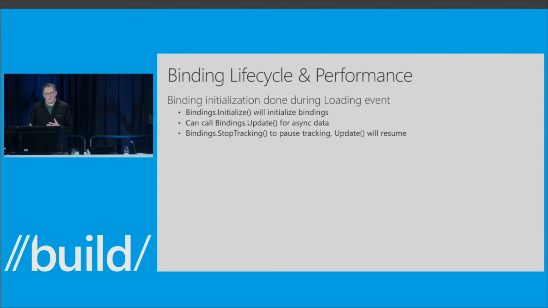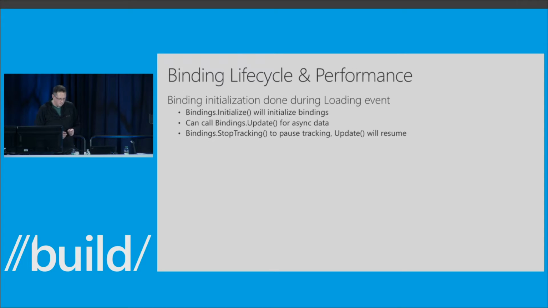Now, if I'm making asynchronous calls to the file system or pulling down data from the web, I can't guarantee that I'm going to get that data in time before that loading event occurs. So instead, I can use a method off the bindings property that we insert into your code, which has initialize, update, and stop tracking. If I call update, that will update all the bindings, including one-time bindings. So after you've downloaded your data, you can call update, and that will refresh all the bindings for that particular scope.